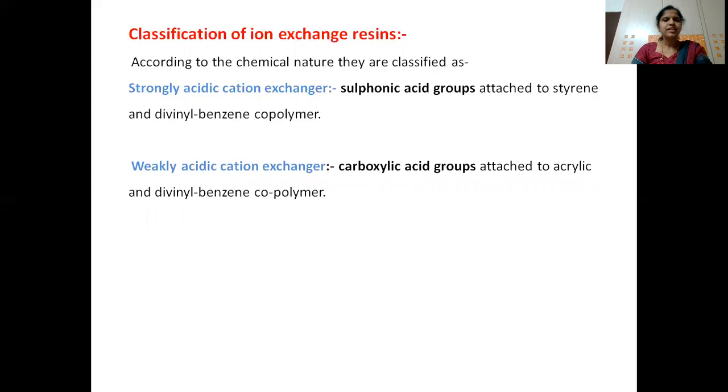Then the next type is weakly acidic. Instead of sulfonic groups, suppose we replace those by carboxylic acid groups, which act as a very weak acid cation exchanger.